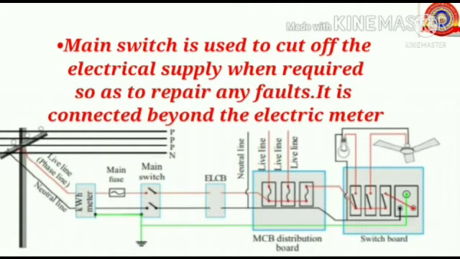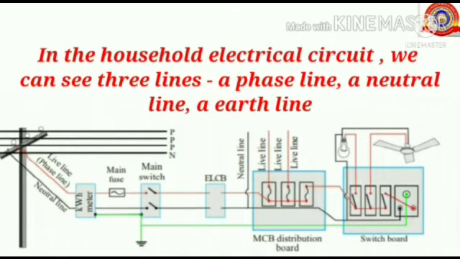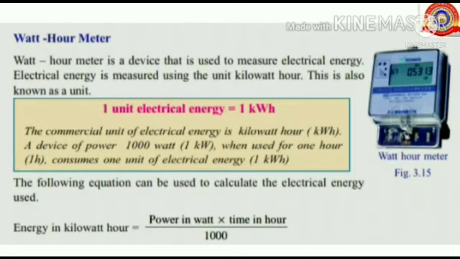Main switch is used to cut off the electrical supply when required so as to repair any faults in this connection. It is connected beyond the electric meter, that is in between main fuse and ELCB. In the household electrical circuit, we can see three lines: a phase line, a neutral line and an earth line. So let's learn more about watt hour meter.